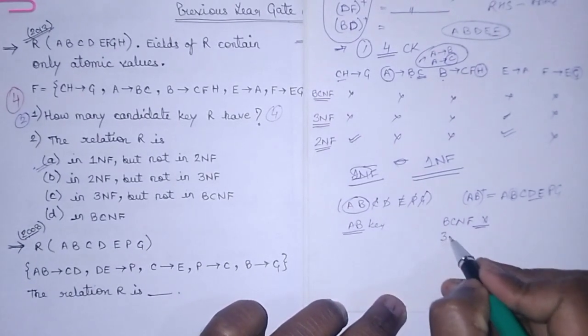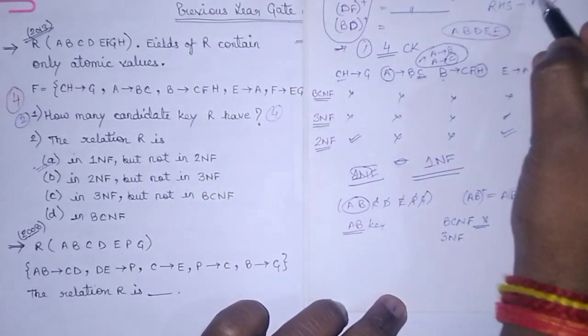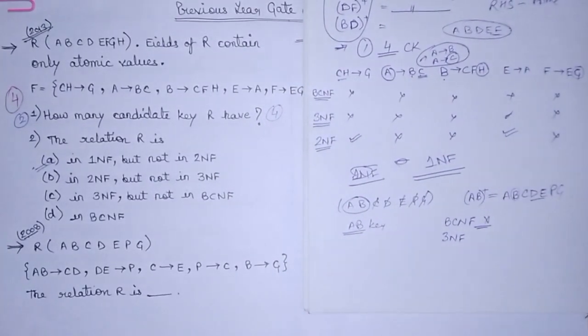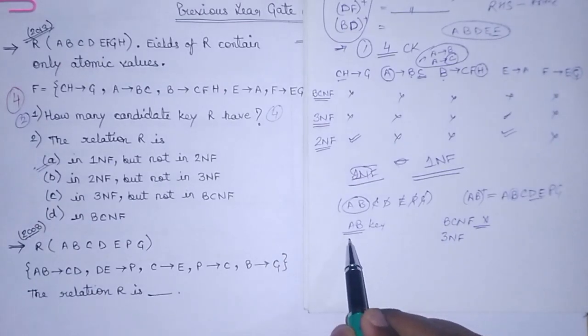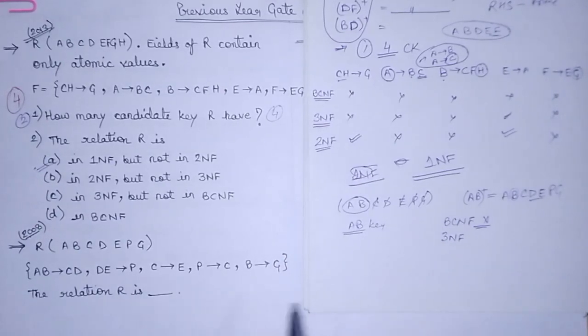Now we have to check for 3NF. That means the left has to be a key, or the right has to be prime. Is the left a key? No. We will go with the right. Is the right a prime? No. P is not a prime attribute because the key is AB, so there are two prime attributes, A and B. P is not a prime attribute, so it is also not 3NF.